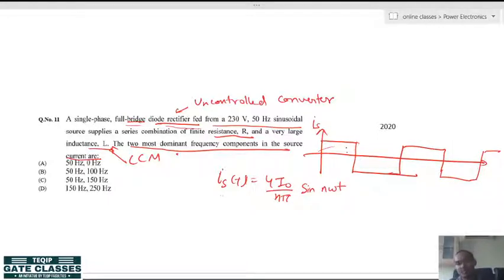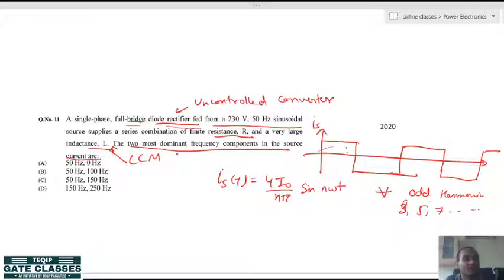If you do not remember and want to know how I came to this value, please go to the lecture on performance parameters of AC/DC rectifiers. I have explained it there, alright. So, 4 I naught upon n pi. It means what are the dominant harmonics? It is only true for odd harmonics. Odd harmonics means first is fundamental, then third, fifth, seventh and so on.